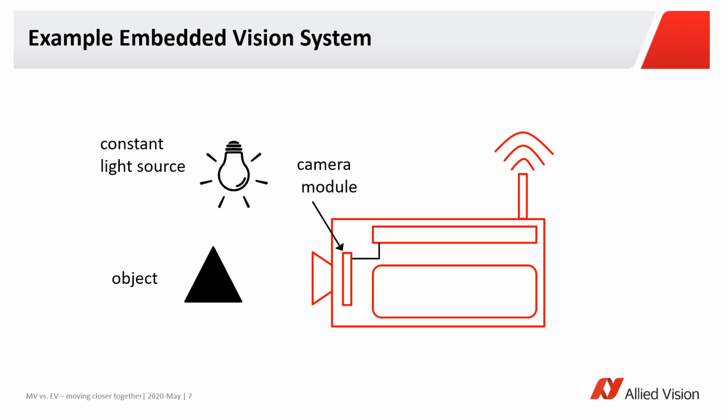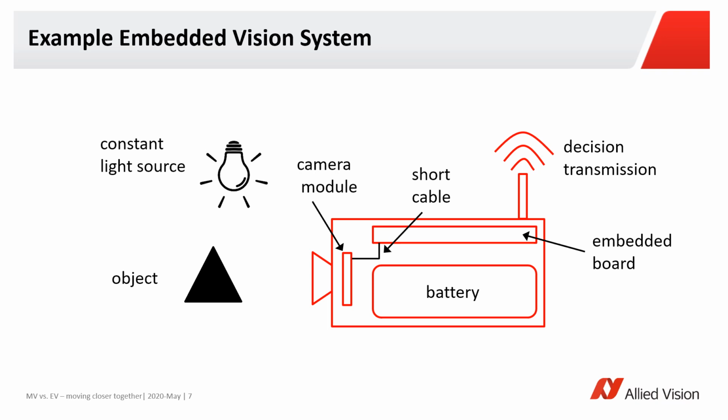We have a small system, so a very small camera module is used with a usually short cable connected to an embedded board. Oftentimes those are battery-powered devices. They are in one small enclosure. So the decision is generated within this device, and then this is transmitted, for example, through Wi-Fi or any other means, but not the whole image is transmitted, only the decision or the outcome of the image processing.